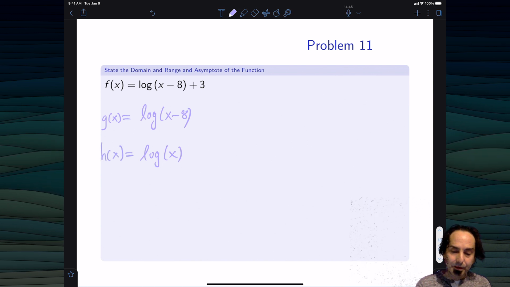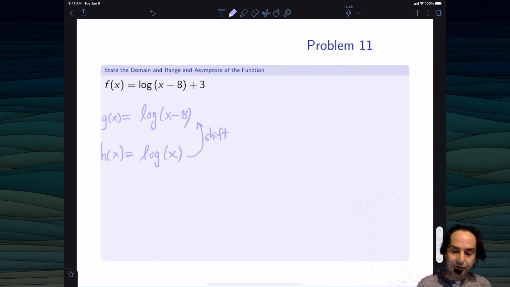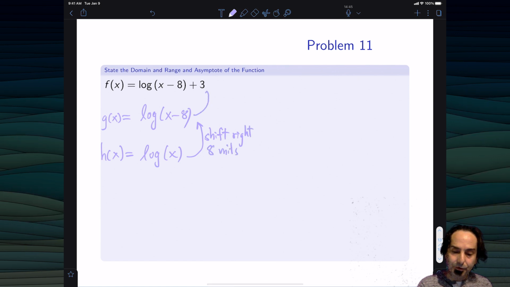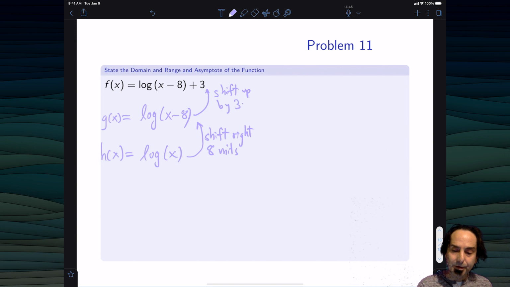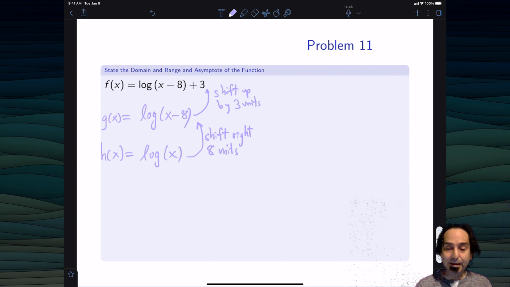To go from h to g, this is a graph transformation: shift the graph right by 8 units. And to go to this one, we're going to shift the graph up by 3 units. And that's enough to actually take what we know and turn it into what we're asked.